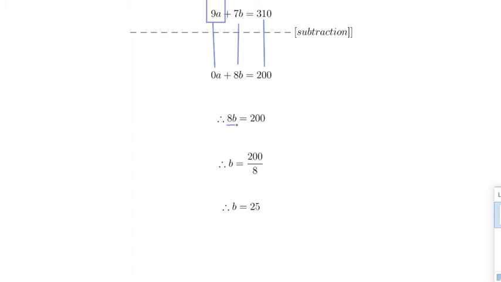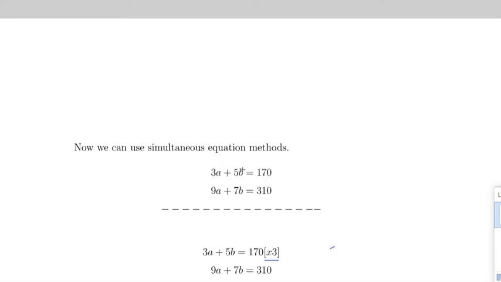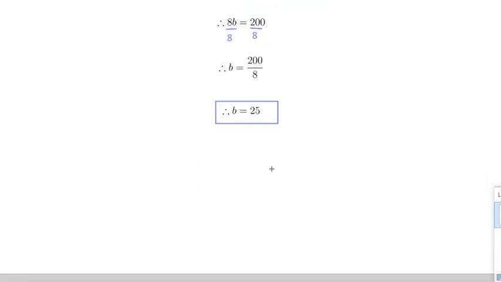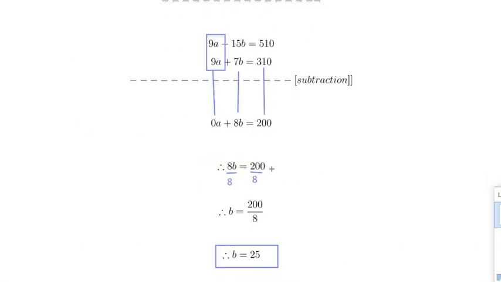This would say here, divide by 8 on this side. So if I divide by 8 there, I would divide by 8 on this side, like so. And 8 divided by 8 is 1, leaving me just with b. 200 divided by 8 is 25, and so b is 25. And that's me having solved the simultaneous equation. But only partly solved, because I know what b is, I do not actually have a value for a. And so that's normally where the other mark comes from.